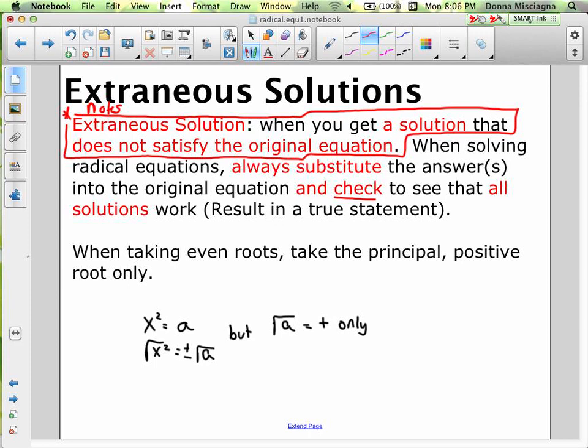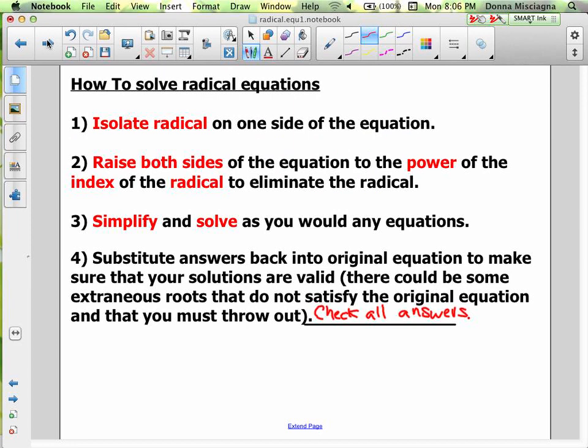When taking even roots, take the principal positive root only. When we're solving for something squared, we have 2 solutions, because we can raise something positive or something negative to a power and get the same thing. But the square root of that value is going to be the positive only. So when we're solving for radicals, we're not going to have 2 solutions. We're only going to have 1, because when we take the square root, it's only going to be a positive answer. Unlike when you square something, and whether you square positive or negative, you get the same answer. So you get 2 values equaling the same answer, not with radical solutions. You're going to have only 1 answer.